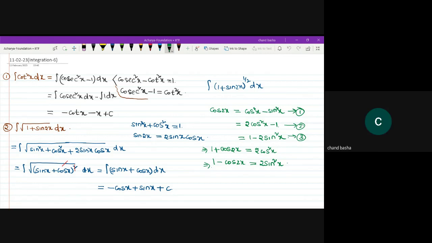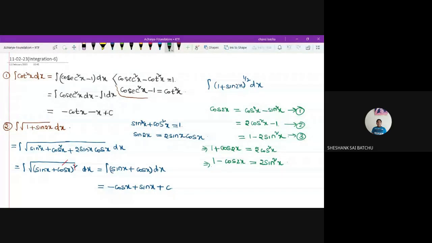Yeah, to make this a perfect square, a square plus b square plus 2ab is the formula of (a plus b) whole square, so that the square root will get cancelled. Square and then root will get cancelled. Sir, not that, sir. Here, integral of sin x plus cos x dx, no, sir.